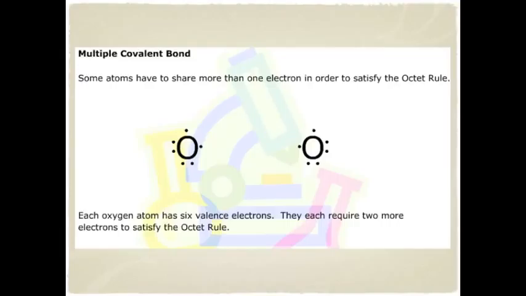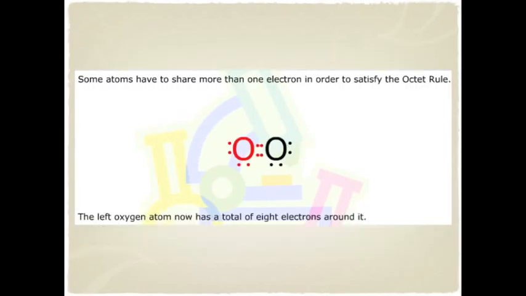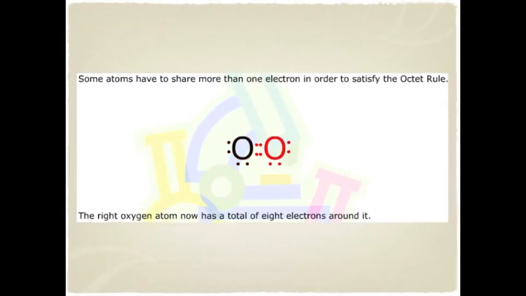Some atoms have to share more than 1 electron in order to satisfy the octet rule. Each oxygen atom has 6 valence electrons. They each require 2 more electrons to satisfy the octet rule. The left oxygen atom now has a total of 8 electrons around it. The right oxygen atom now has a total of 8 electrons around it.